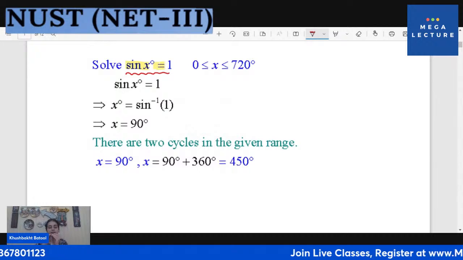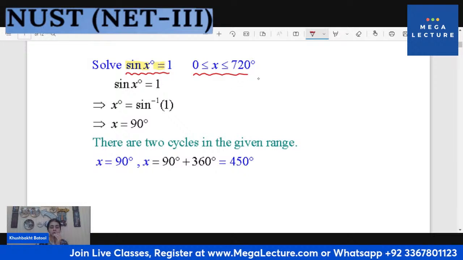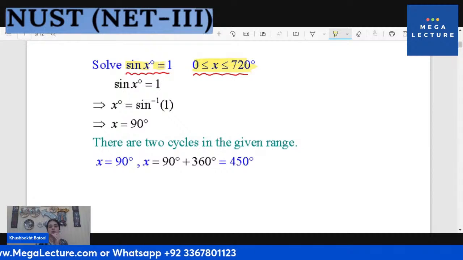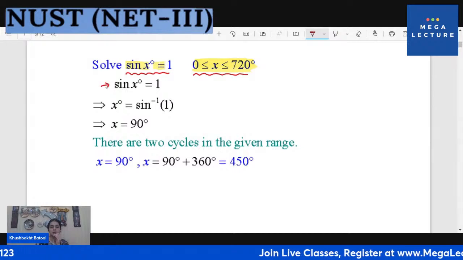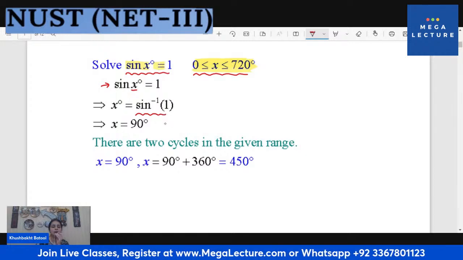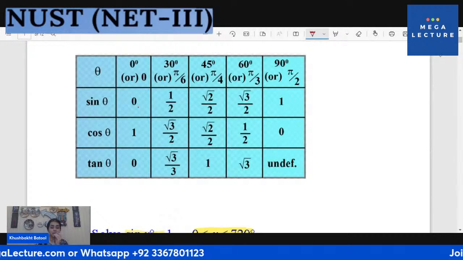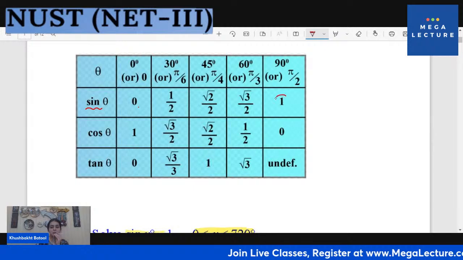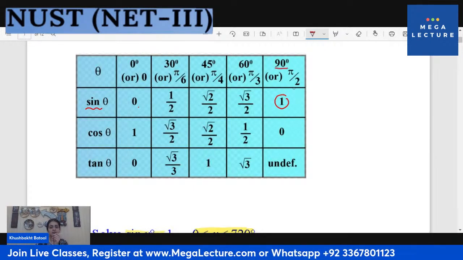It says sine of x degrees is equal to 1 and the range of x is from 0 to 720. This range is important and has a lot to do with these questions, so never ever forget it. Now this is the question. In order to find the value of x, you'll simply do sine inverse 1. Now how would you know the value of sine inverse 1? We'll scroll up to the table. The table would not be given in the exam, you need to memorize it, but once you have this in your mind, you can see that sine theta is 1 when theta is 90 degrees or pi by 2.